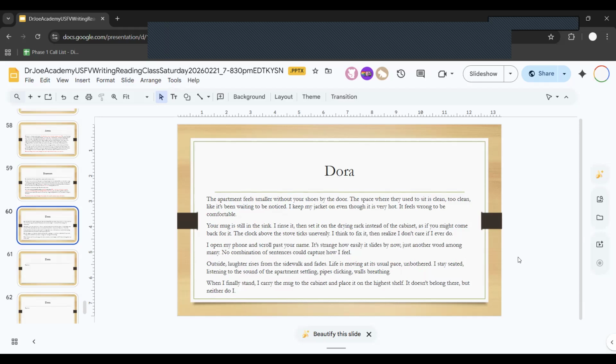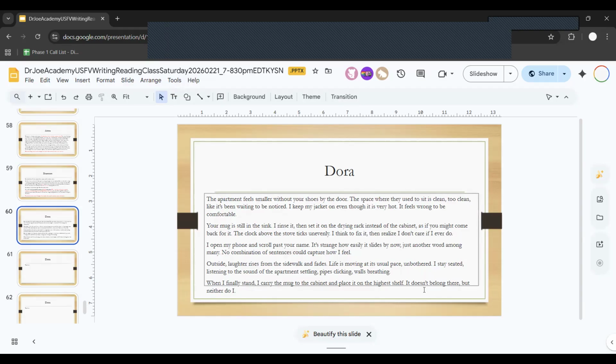I open my phone and scroll past your name. It's strange how easily it slides by now, just another word among many. No combination of sentences could capture how I feel. Outside, laughter rises from the sidewalk and fades. Life is moving at its usual pace, unbothered. I stay seated, listening to the sound of the apartment settling, pipes clicking, walls breathing. When I finally stand, I carry the mug to the cabinet and place it on the highest shelf. It doesn't belong there, but neither do I.